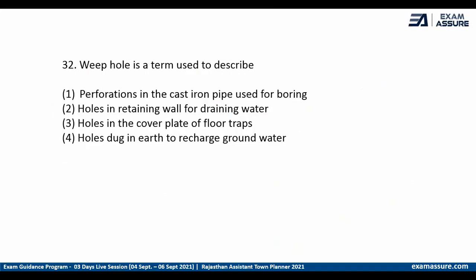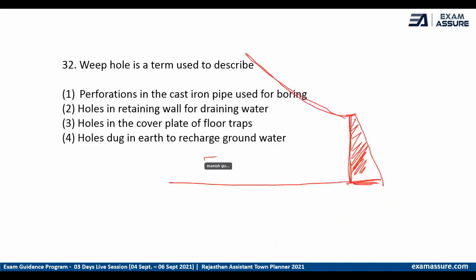The weep hole term. See, this is the weep hole term, generally used in retaining walls. In a hilly area, suppose there is a slope coming from the top, there is soil. If the water beneath the soil is coming, at certain points holes are provided in the retaining walls for the water to come out, so that the soil will not always remain saturated with water. These holes are called weep holes.